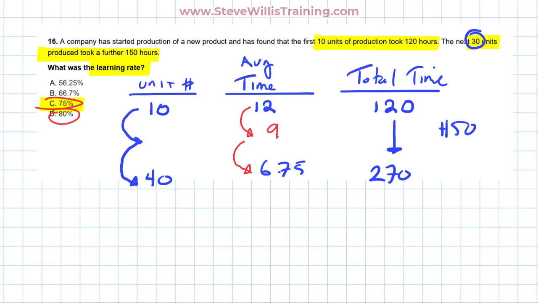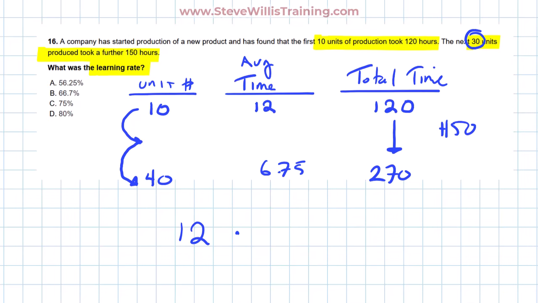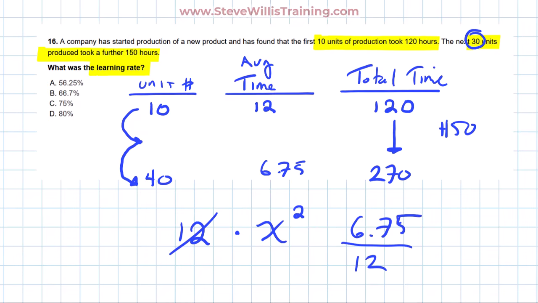Now, if we want to do it the long way, we could actually just do the math, and we could say this. 12 multiplied by x to the power of 2 is going to be equal to 6.75. Now we need to divide both sides by 12. Get rid of the 12. Now we got to get rid of the squaring, so we'll do a square root over here. And we can then also arrive at the answer.